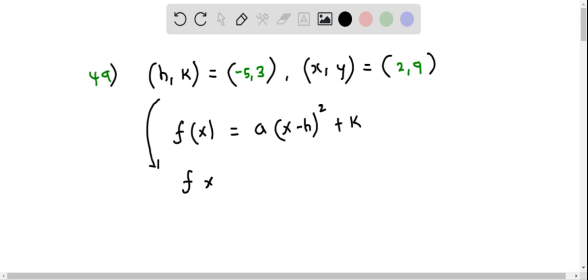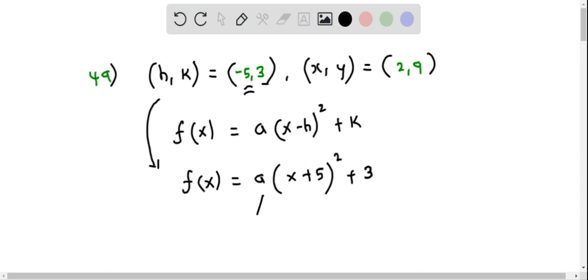So therefore this becomes f of x equals a times x minus h, where h is negative 5, so it becomes negative of negative 5. This I can write down as positive 5. So I'm going to put x plus 5, quantity squared, plus k, which is 3. So I put 3 here.